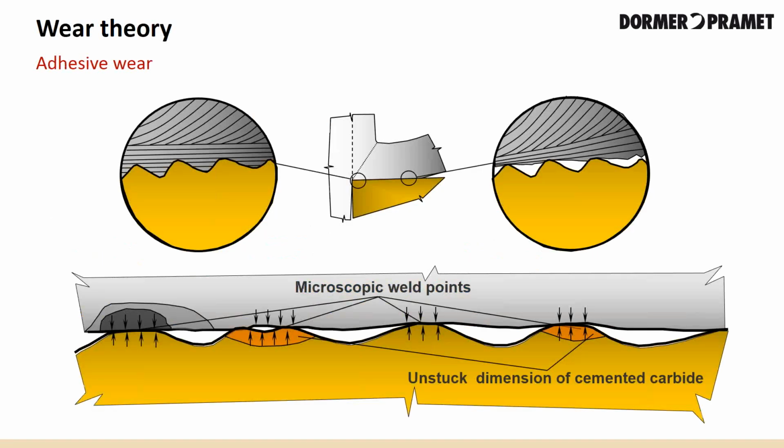Adhesive wear is the attrition of the adhesion effect, the formation of micro-weldings between the pure metal surfaces of the cemented carbide and the material to be machined, which come in contact with each other on the flank and top of the insert. As you can see in the picture, the microscopic weld points, the yellow portion is the insert, and the gray portion is the material being cut.